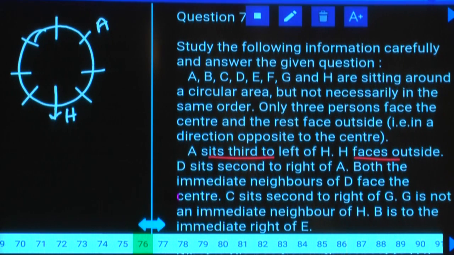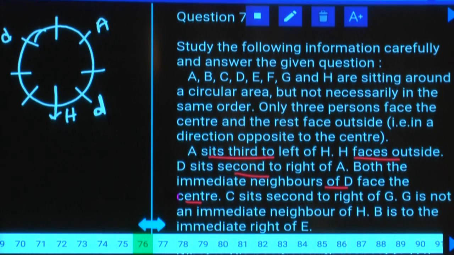And D sits second to the right of A. As D sits second to the right of A, now the direction of this A is not known. If A is facing the center, then D will be here. Or if A is away from the center, isn't it? Now D sits second to the right of A. Now this A is away from the center, D will be here. If A is towards the center, D will be here. How many possibilities do we have? 2 possibilities.